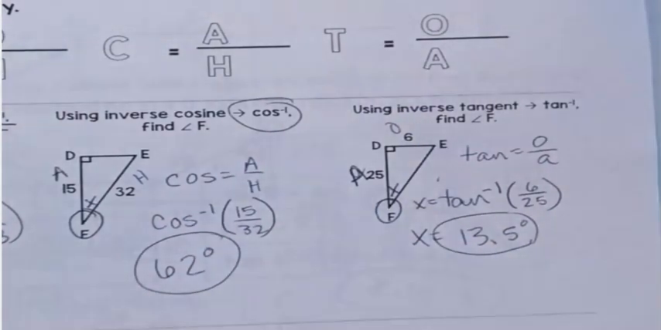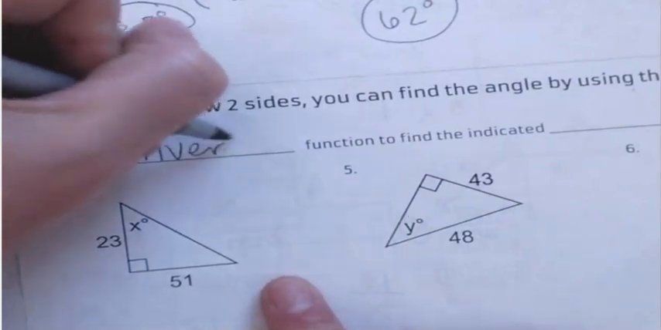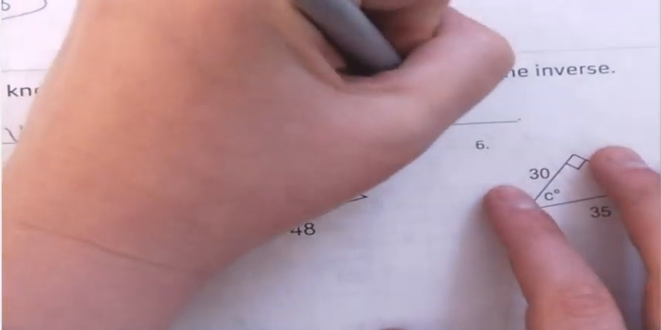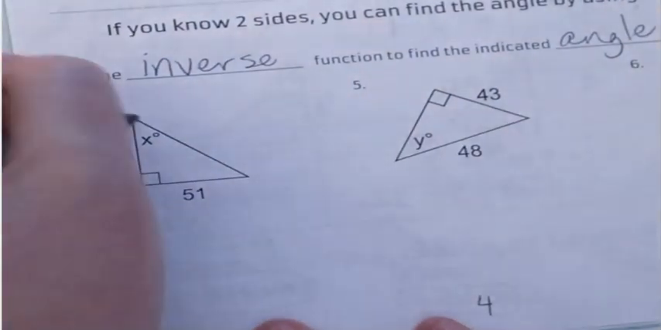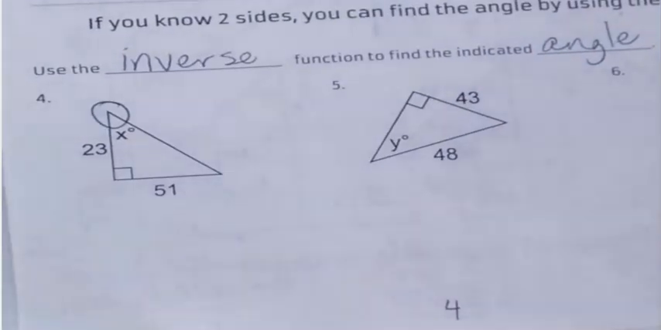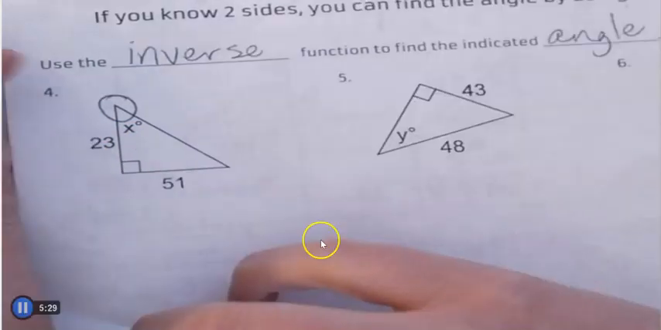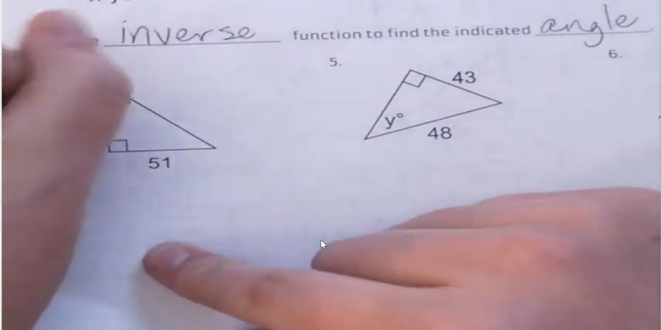All right, let's go down here. And then we're going to fill this in. So you want to use the inverse function to find the indicated angle. I want you to circle this. I want you to pause the video real quick and label this and figure out, are you using sine, cosine, or tangent? All right, so you are going to look at x.